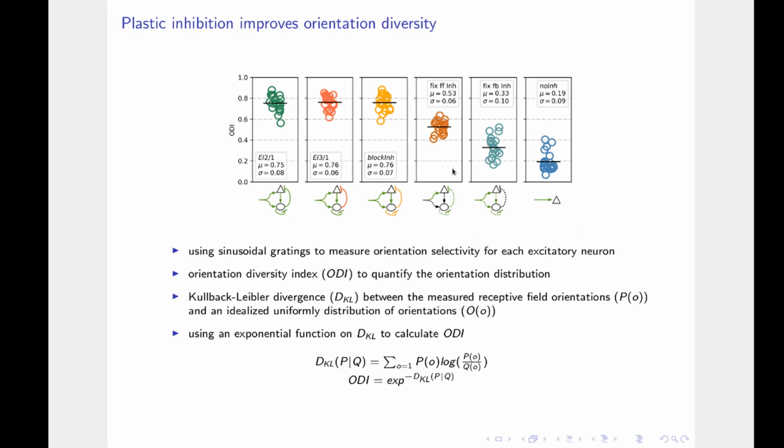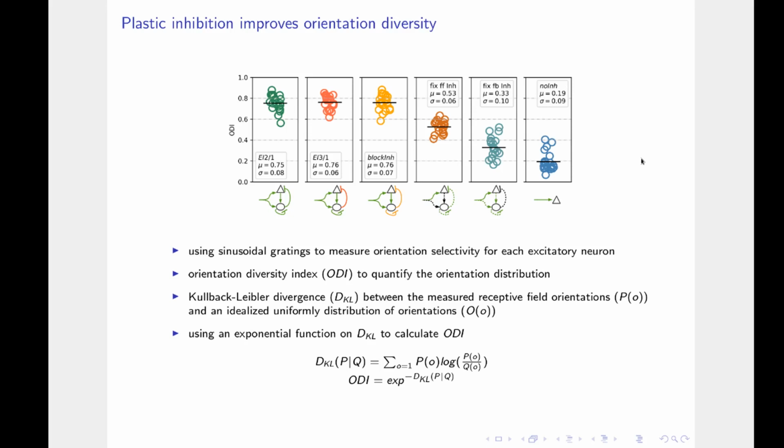Furthermore, we used pre-trained weight matrices of the E to I 2:1 model, shuffled the matrices, and fixed either the connections of the feed-forward inhibitory synapses, which is indicated here in black, or the synapses of the feedback inhibition, and learned in this case the model again. And finally, one model which has no inhibition at all.